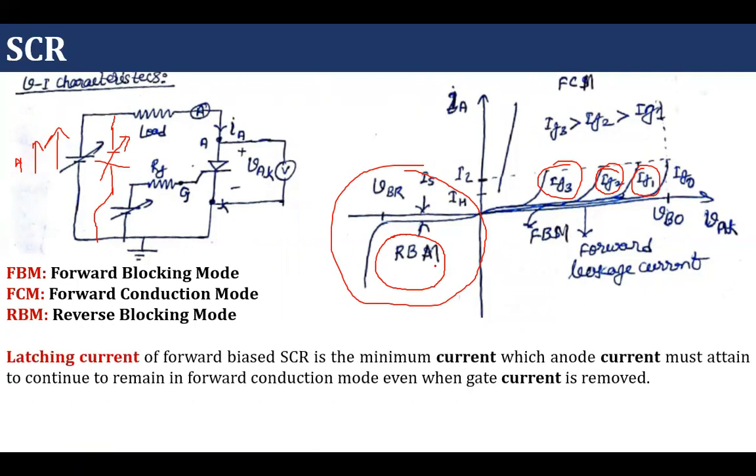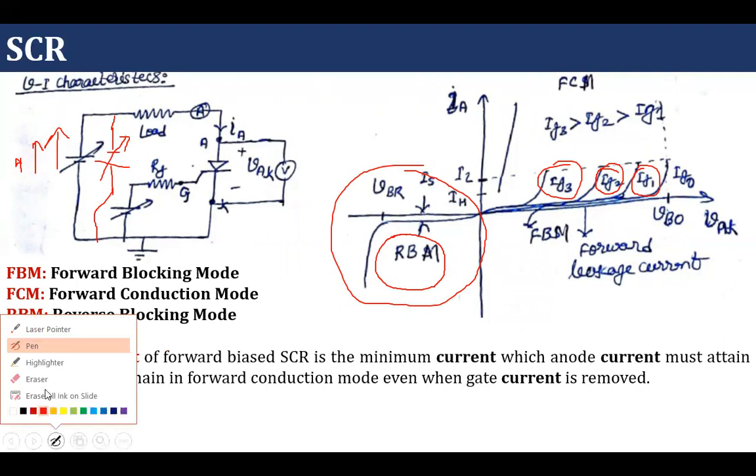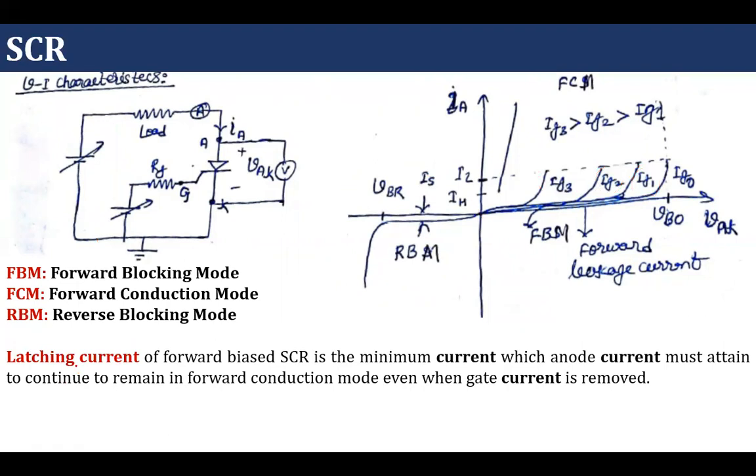Now, two important points we have in the VI characteristic of silicon controlled rectifier. The first point is IL, which is known as latching current. So what is latching current? Latching current of forward bias SCR is the minimum current which anode current must attain to continue to remain in forward conduction mode even when gate current is removed.